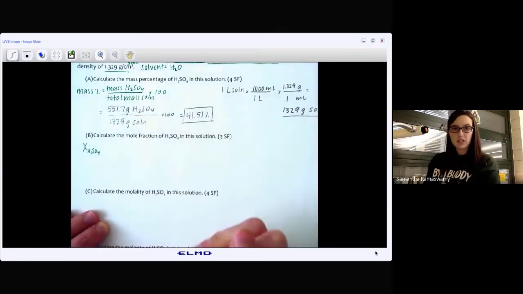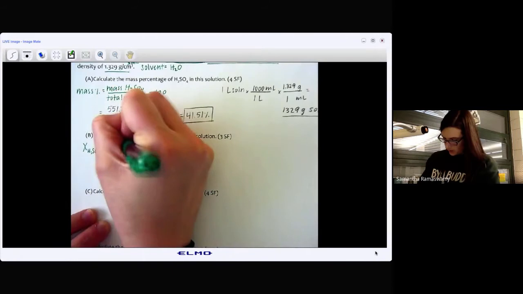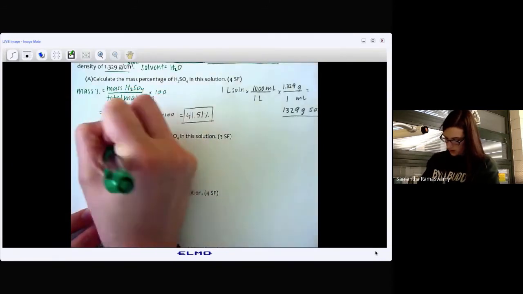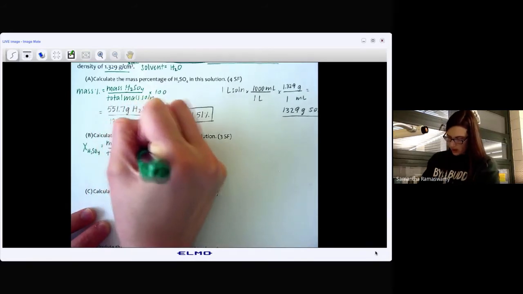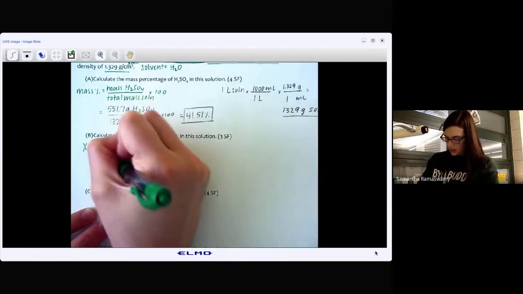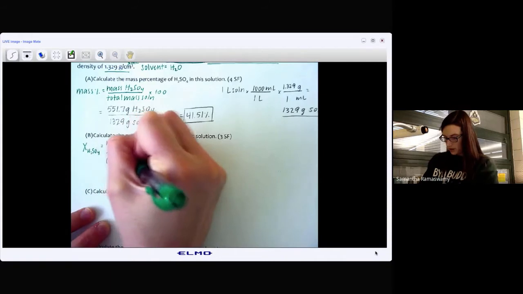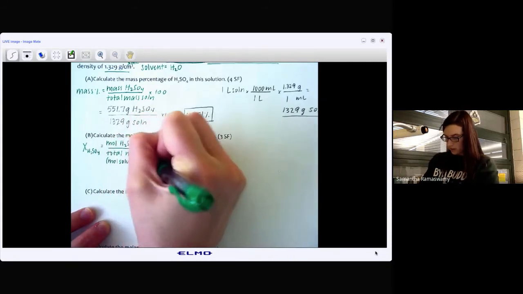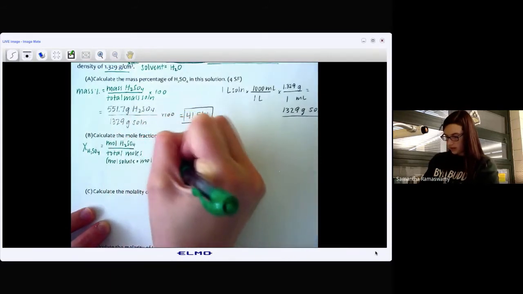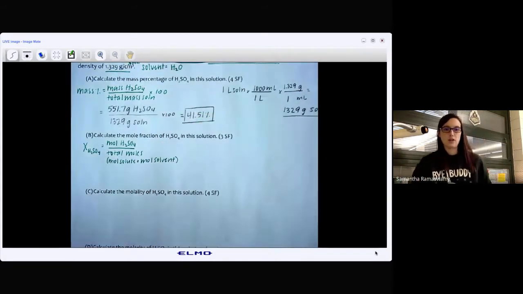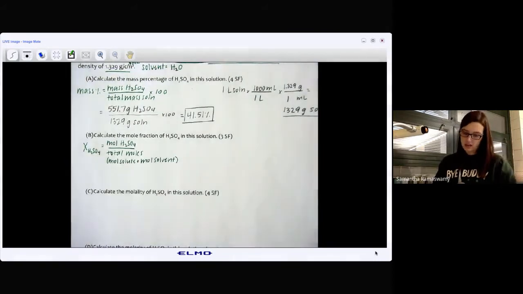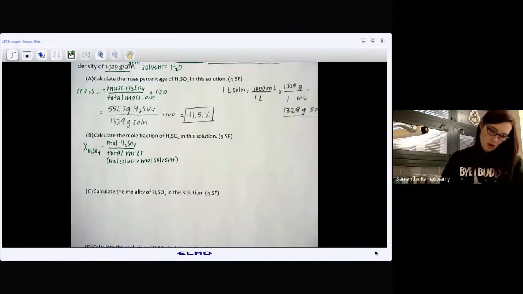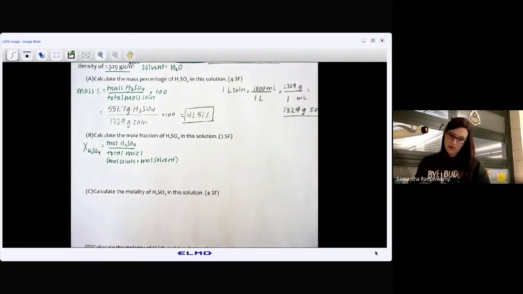So mole fraction of H2SO4 means that we have moles of H2SO4 over total number of moles. Remember from yesterday that means that we have moles of solute plus moles of solvent. We looked at that yesterday. You have to solve for the moles of each component and add them together. So we already, no, we haven't solved for anything.